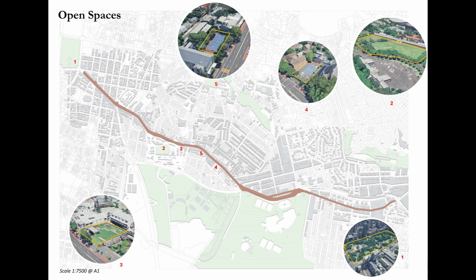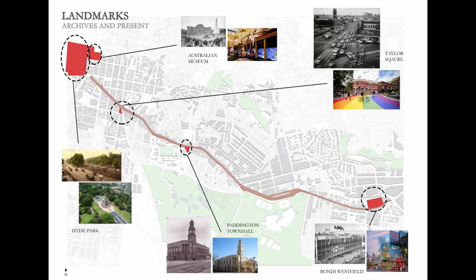Future urban planning initiatives aim to expand these open spaces, integrating more greenery into the urban environment and enhancing the overall quality of life in this bustling area. Oxford Street is known for its rich history and evolving role as a cultural and commercial hub in Sydney. The following map highlights the landmarks along Oxford Street.